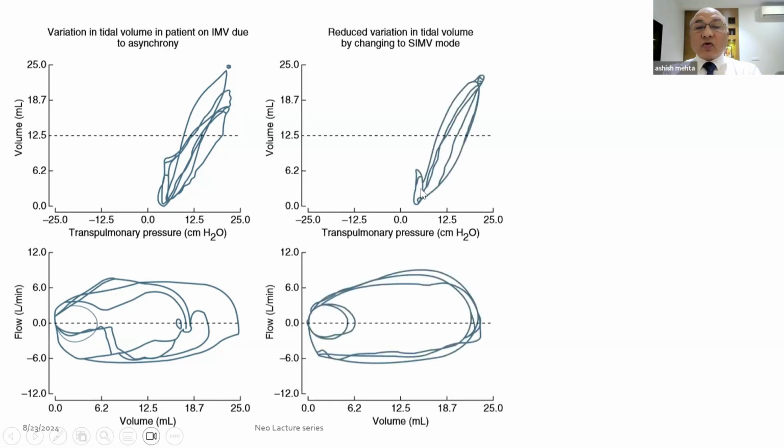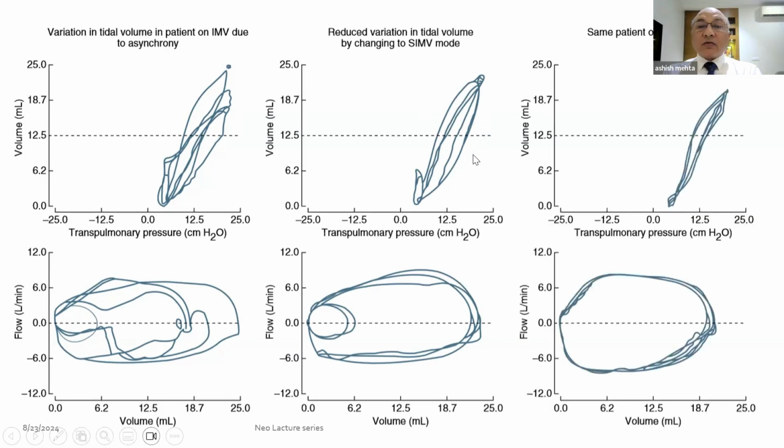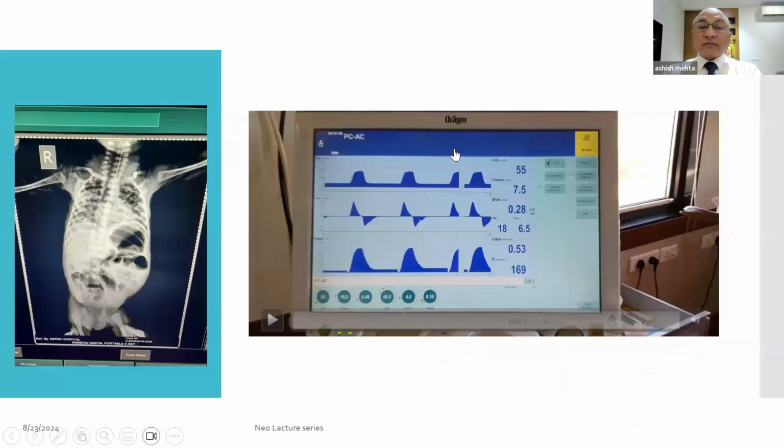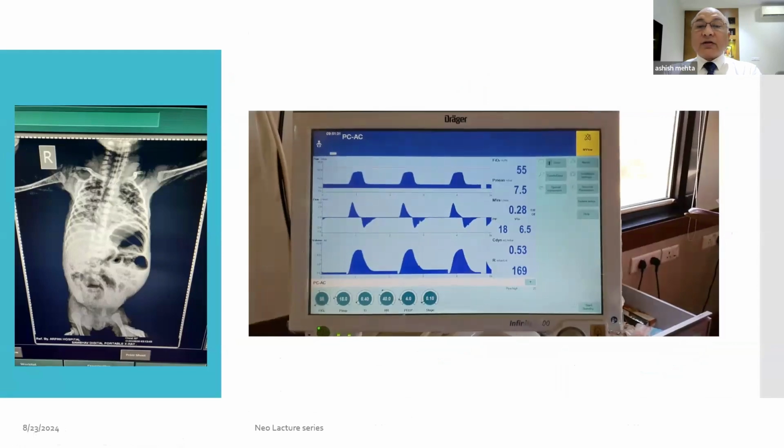In SIMV, you can see the small spontaneous breaths happening here, and then these are the big mechanical breaths happening on the other side. So you have a small spontaneous breath, which is a small tidal volume, and the mechanical breath, which is a bigger tidal volume. And then you have the assist control mode, where each breath is similar again and again. So a good amount of tidal volume is being generated with assist control mode. In all, assist control may end up delivering more tidal volume, more lung damage, and more CO2 washout in comparison to SIMV mode.